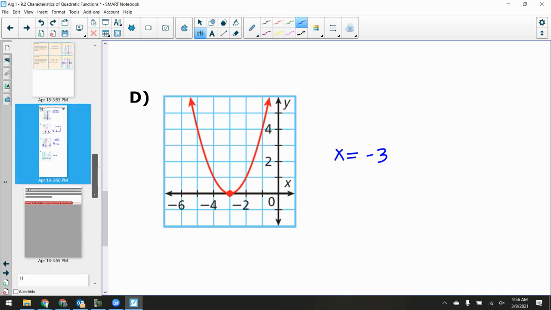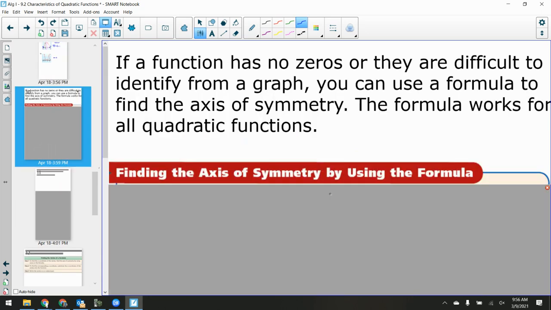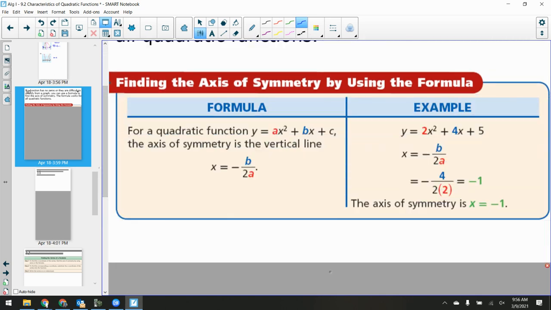Now, what if we're not given that information? If a function has no zeros, or it's difficult to identify from the graph where the axis of symmetry is, maybe it's a weird number. We can use a formula if we are given the equation. This is a very important formula that we're going to need to memorize. X equals negative b over 2a. That is what's called the axis of symmetry formula. This will give you the axis of symmetry if you're given the equation.